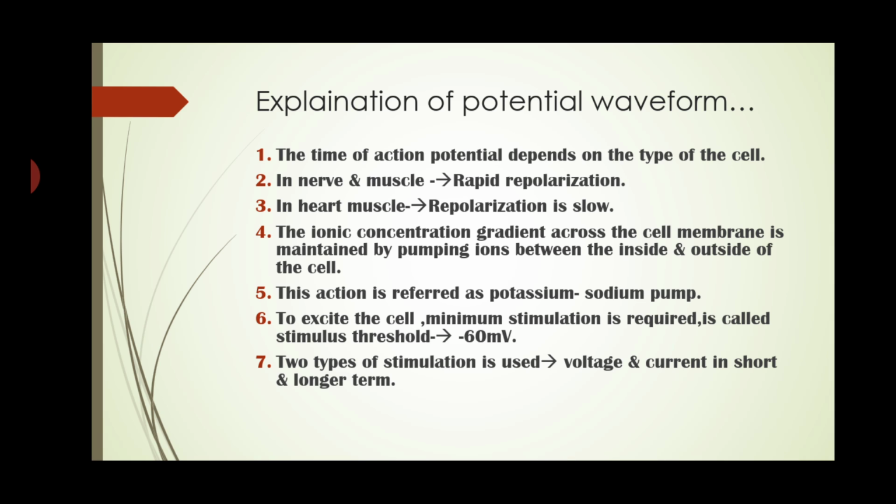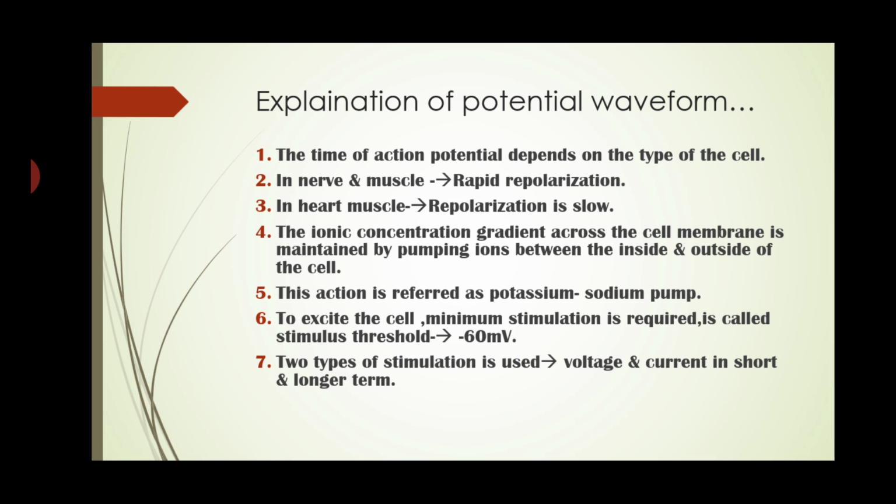Now we will see the explanation. The time of action potential depends on the type of cell. In nerve and muscle, rapid repolarization occurs. In the same way, in heart muscles, repolarization is slow as compared to nerve and muscles. The ionic concentration gradient across the cell membrane is maintained by pumping ions between the inside and outside of the cell. This action is referred to as the sodium potassium pump.